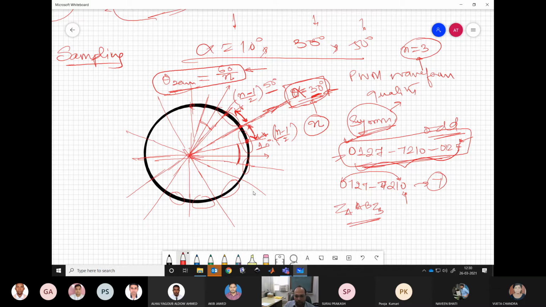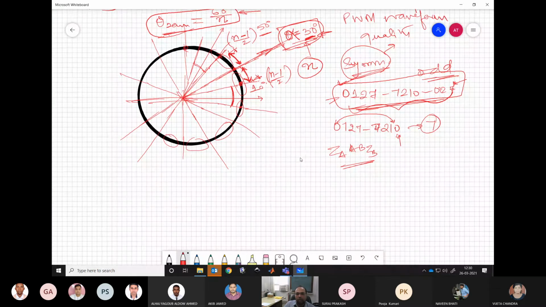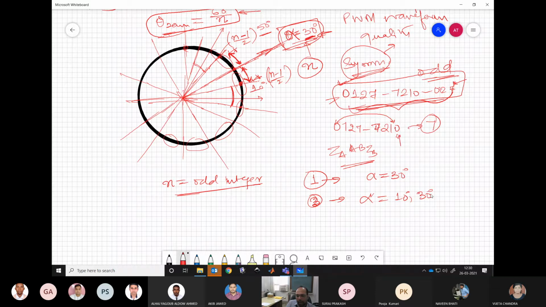The possibilities for the number of samples n is any odd integer. This could be 1 also. If it is 1, which means only one sample at alpha equal to 30 degree. If there are 3 samples, the next odd integer, then we have samples at 10 degree, 30 degree and 50 degree.